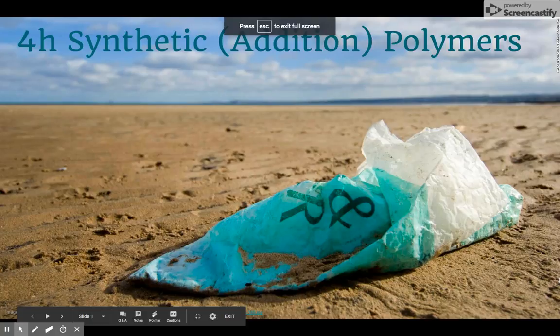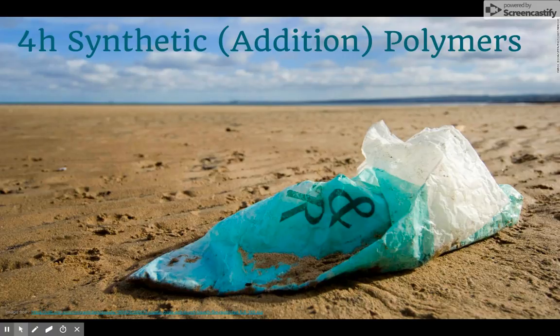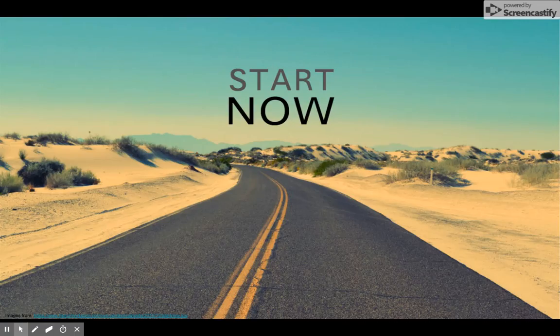So we're going to have a look at section 4H from the GCSE Chemistry syllabus. This is looking at synthetic polymers. We're going to focus particularly on addition polymerization. Before we start, what I'd like you to do is to have a go at listing the pros and cons of plastic. Press pause, and then when you've finished, press play again.